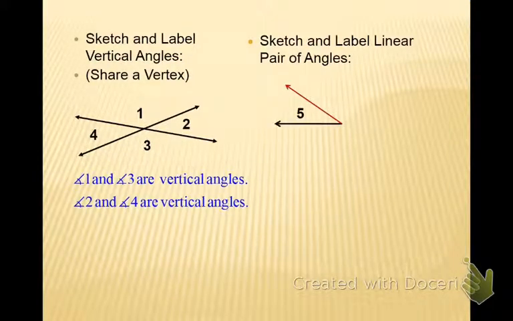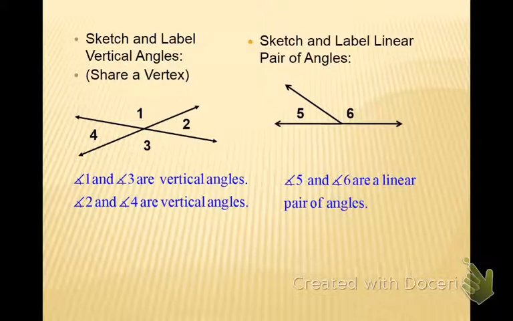Sketch and label a linear pair of angles. Well, if I've got angle 5 here, then another angle, angle 6, needs to share that side and help form a straight line or a straight angle. So their non-sharing sides need to form a line. Okay, and that's a linear pair. Angle 5 and angle 6 are a linear pair of angles.